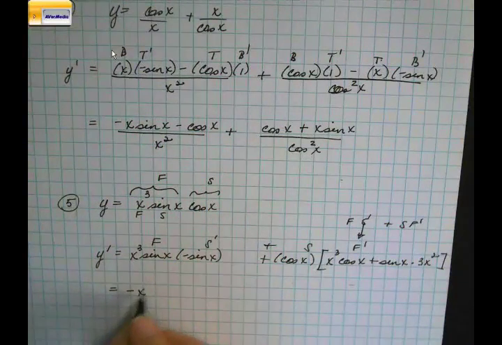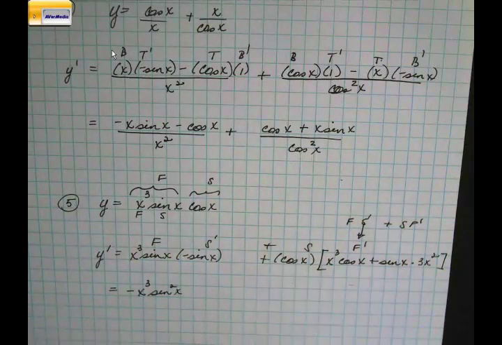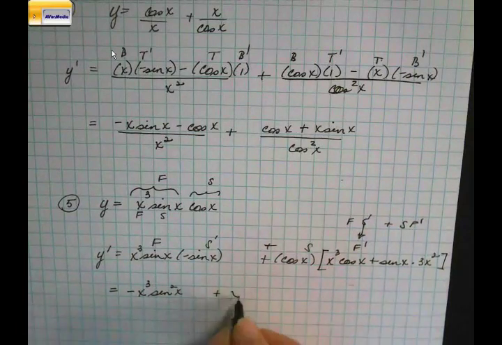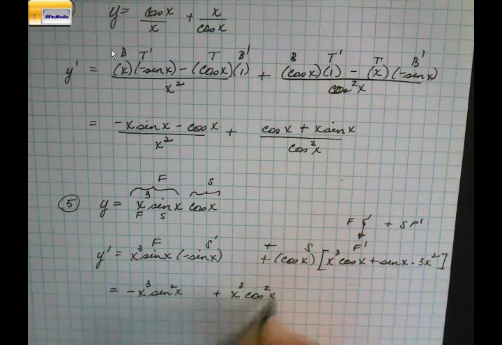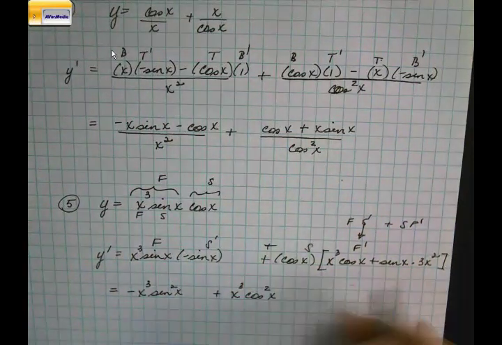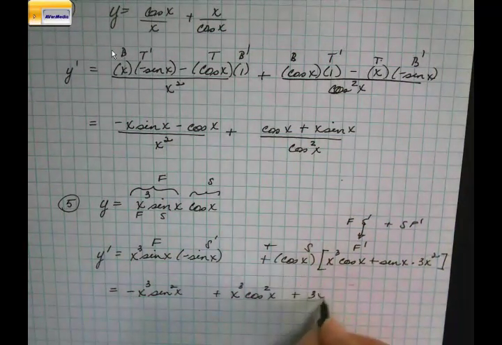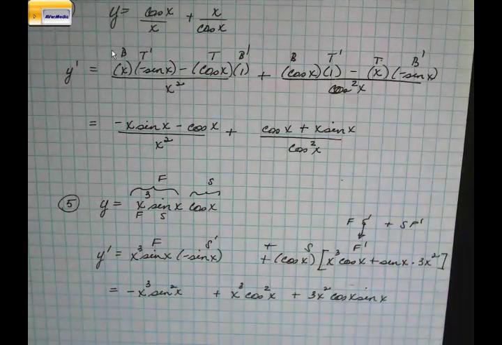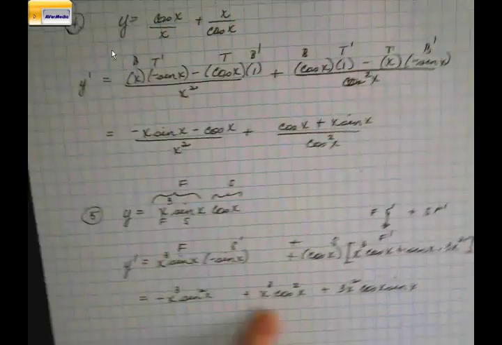And now let's just see if it cleans up. So this becomes a negative x cubed sine squared x. And over here, we got a mess. Distribute the cosine x. So cosine x times x cubed cosine x is x cubed cosine squared x. And then distributing it again, you get 3x squared cosine x sine x. Not when it's a product, it has to be a quotient. It has to be sine x over cosine x to be the tangent.